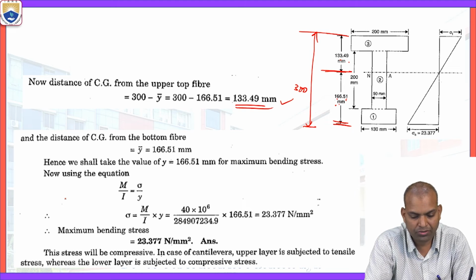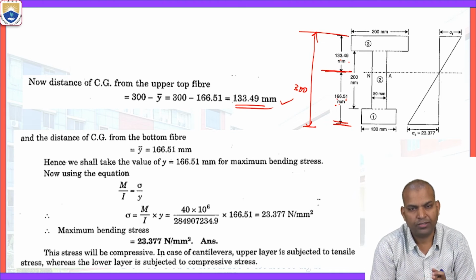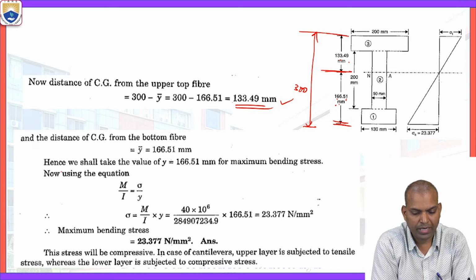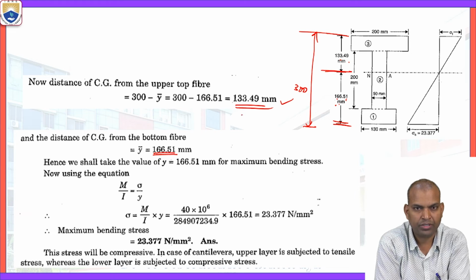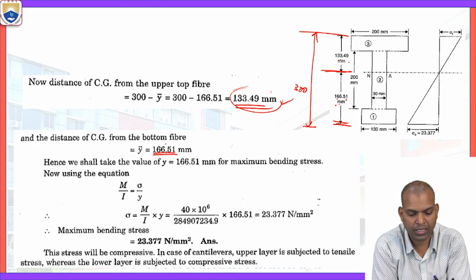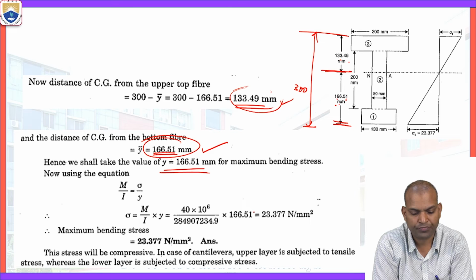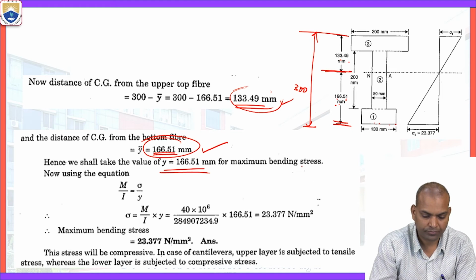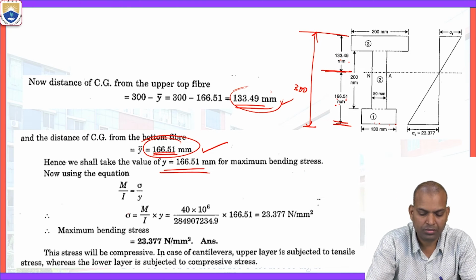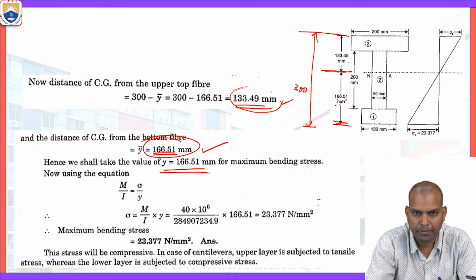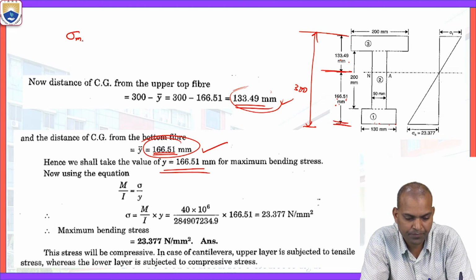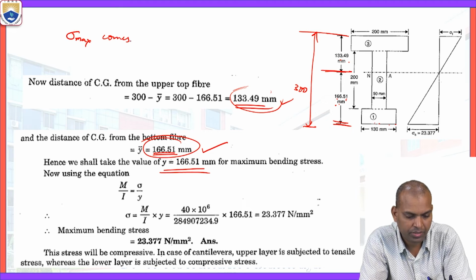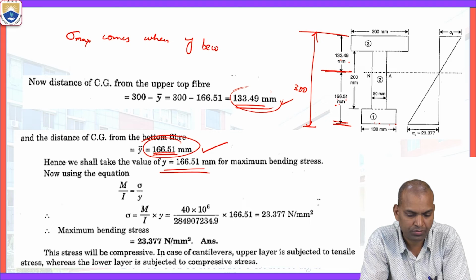Now, which value do we have to consider? We have to consider the maximum value. That is y maximum. In comparison between these two values, 133.49 and 166.51, the maximum value is 166.51. That is the value of y. The maximum distance happens in the bottom layer. Now we have to find out the maximum bending stress. Maximum bending stress comes when y becomes maximum. Sigma maximum comes when y becomes maximum.